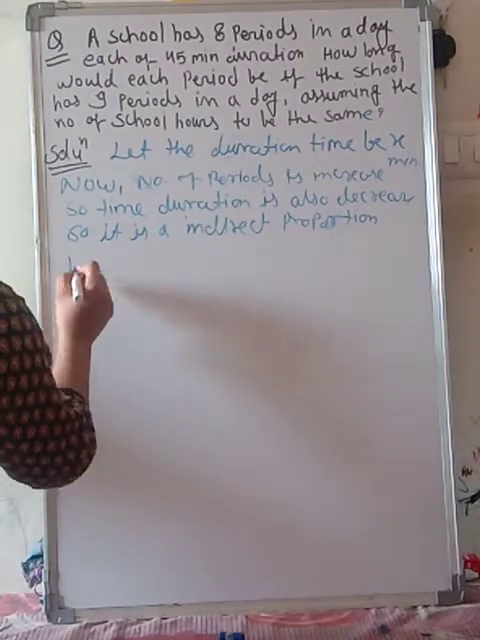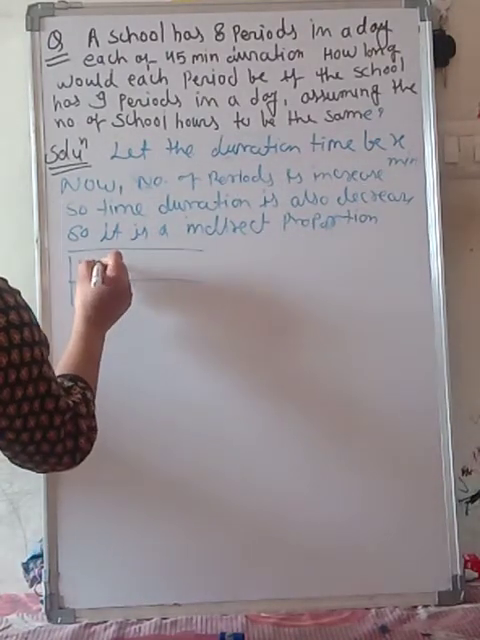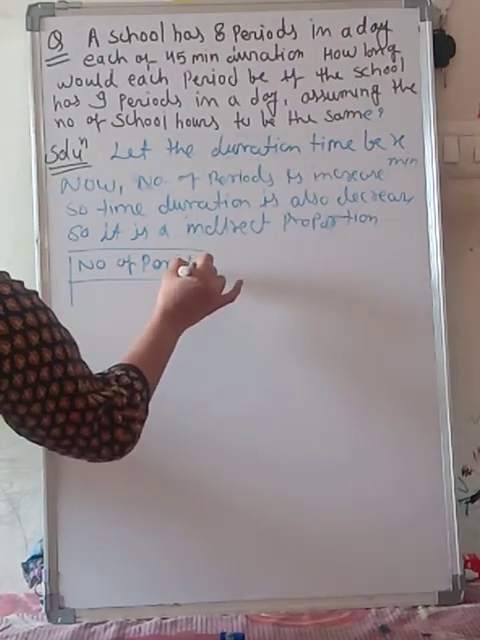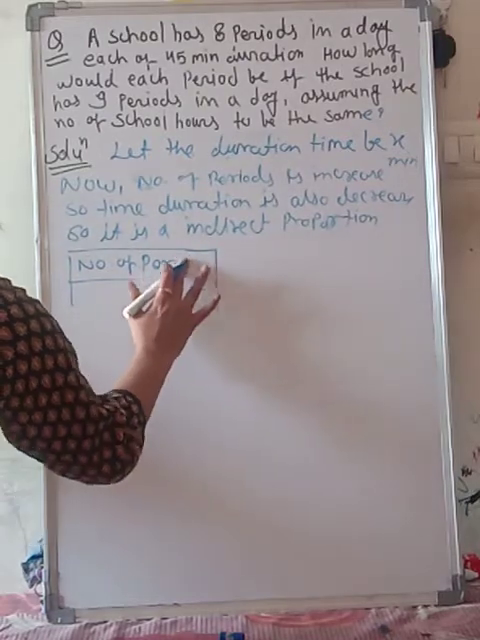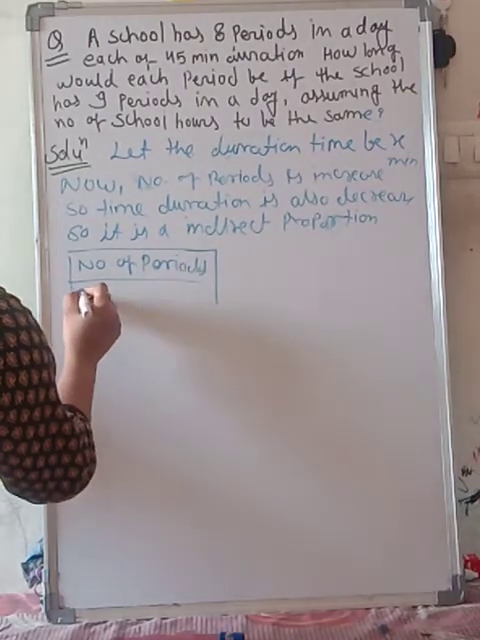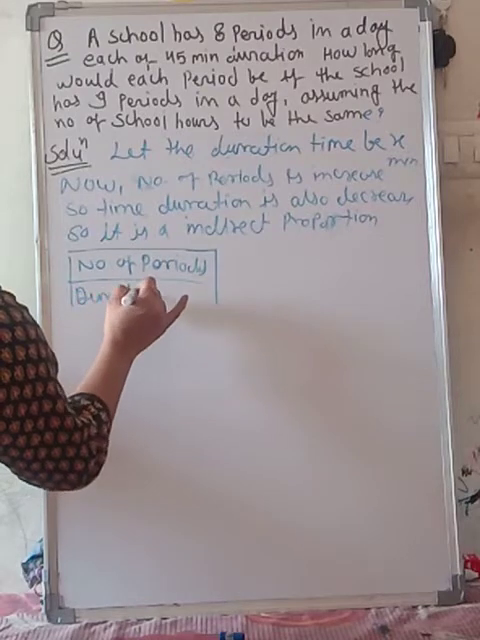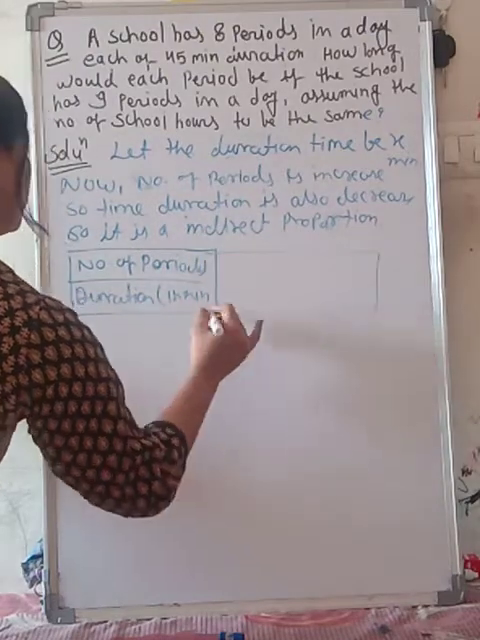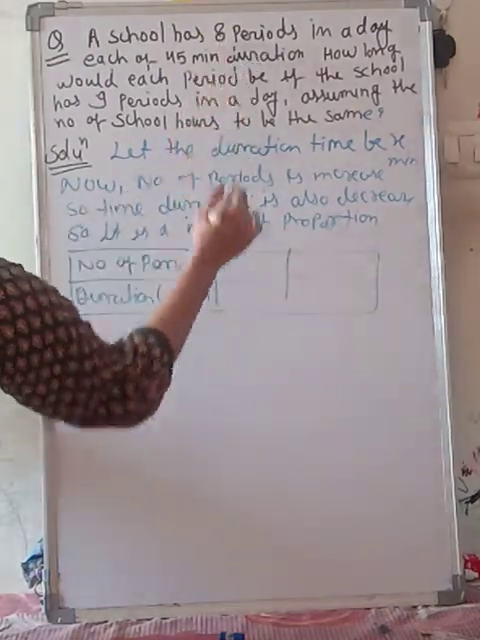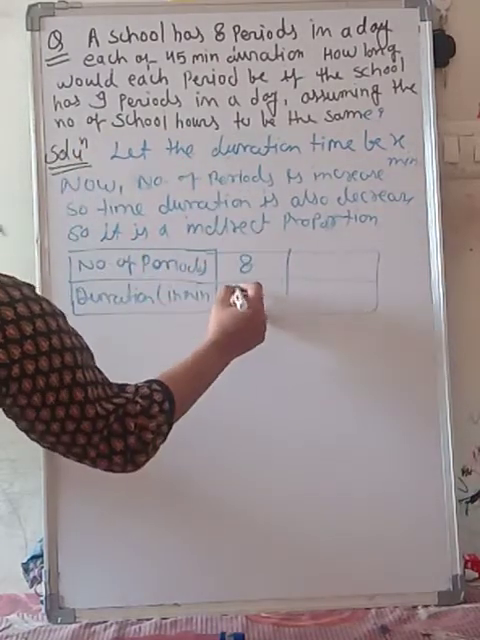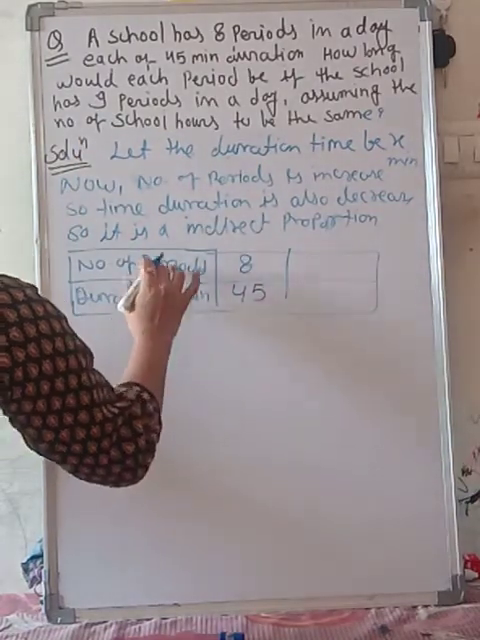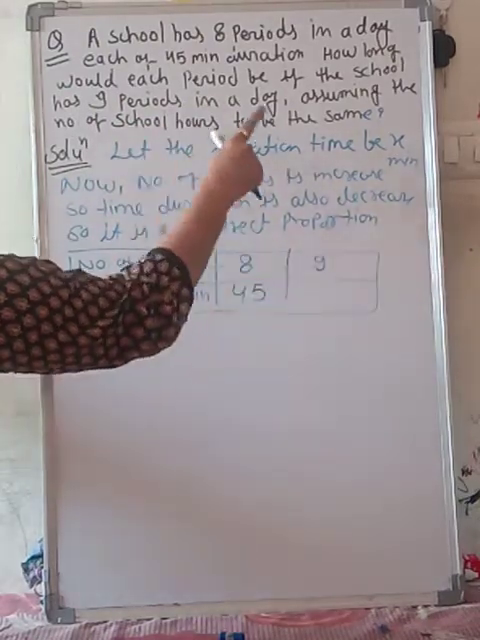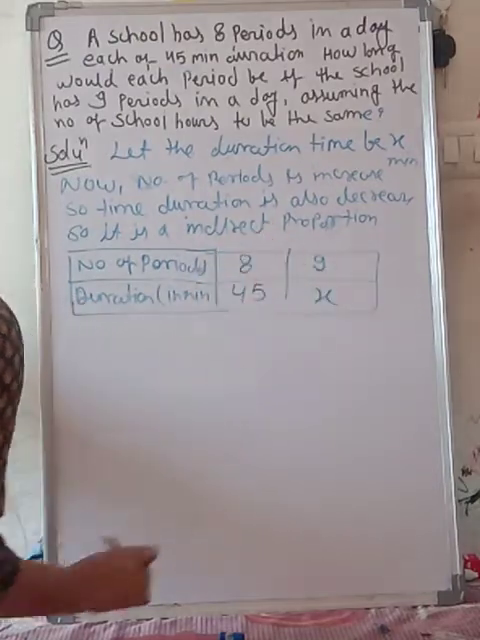Now first you have to draw a table. In the first column we write number of periods, and the second column is duration in minutes. So if the number of periods is 8, the duration will be 45 minutes, and if the number of periods is 9, the duration will be x minutes.